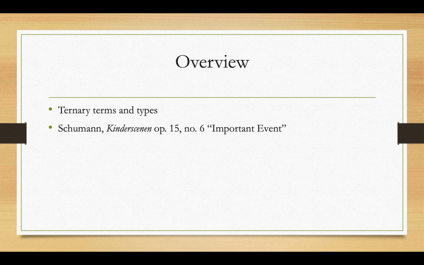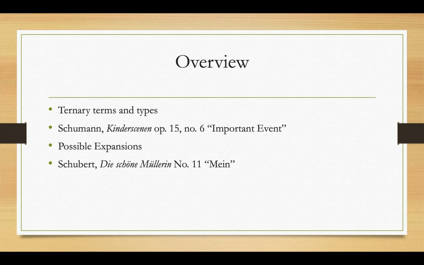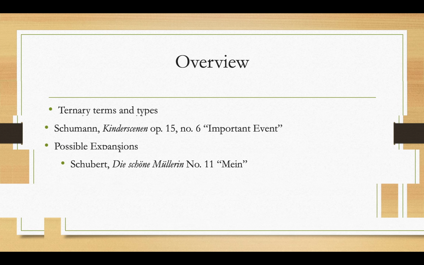This is one of a lovely set of character pieces. This particular one is nicknamed Important Event, or Wichtige Begebenheit in German. Next, we'll look at possible ways to expand a basic ternary form. And finally, we'll close with looking at a longer ternary form, this time from Schubert's Die schöne Müllerin.